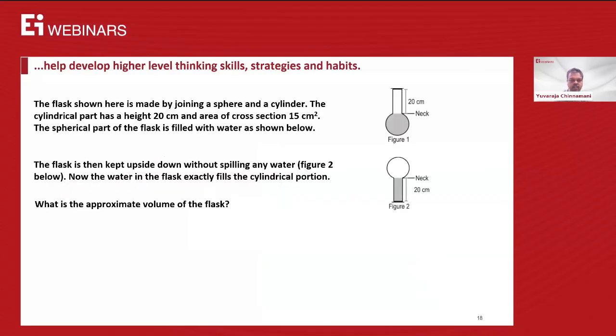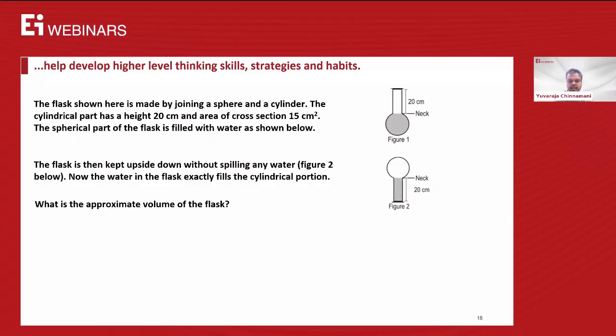Now, this is an example of a question that develops higher order thinking skills. At first glance, this might seem like just another volume calculation problem, but notice what's happening here. Students need to use the information that when the flask is turned upside down, the water from the spherical part exactly fills the cylindrical portion. This gives them a crucial clue about the volume of the sphere.